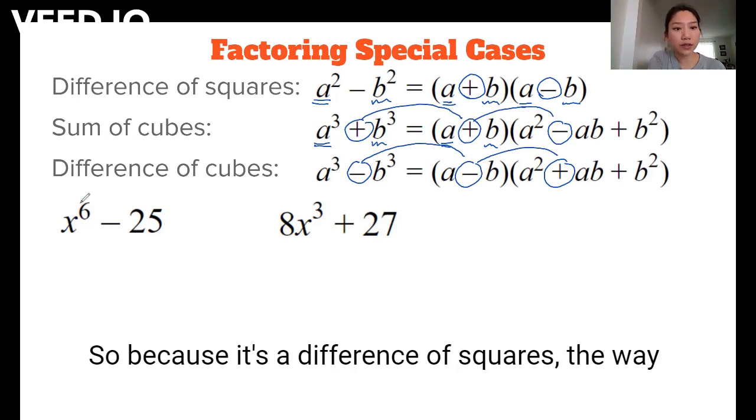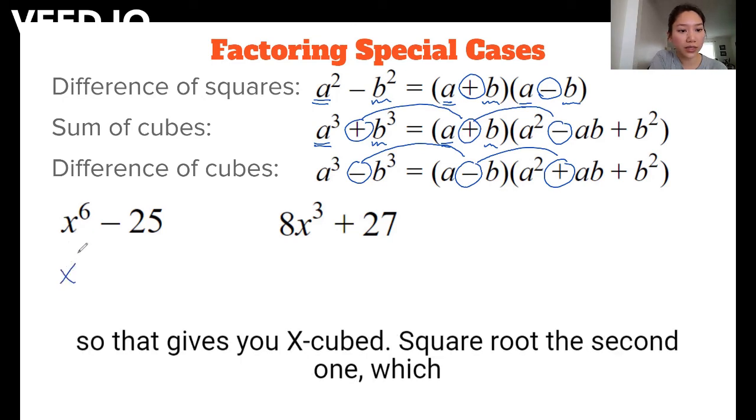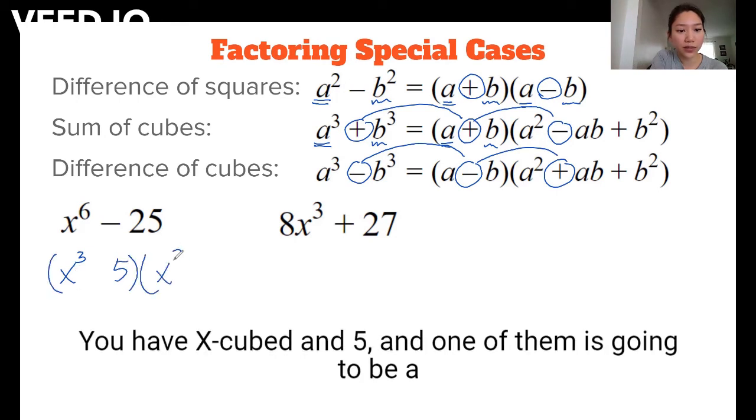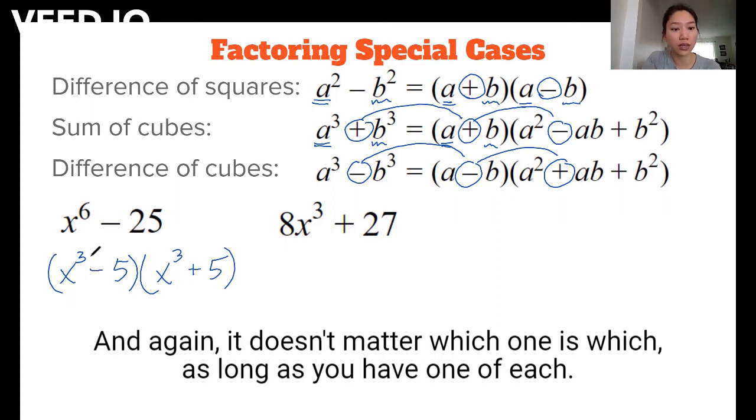So because it's a difference of squares, the way we factor it is square root the first one, so that gives you x cubed. Square root the second one, which gives you 5. And again, you have it twice. You have x cubed and 5. And one of them is going to be a plus, one of them is going to be a minus. And again, it doesn't matter which one is which, as long as you have one of each.